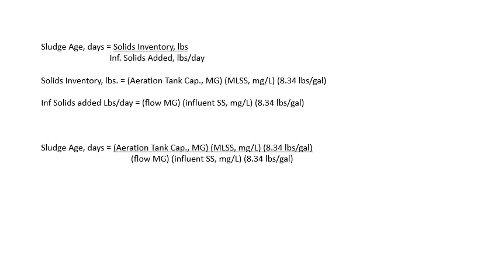So sludge age days is equal to the aeration tank capacity, million gallons, times MLSS, milligrams per liter, times 8.34 pounds per gallon, divided by the flow in million gallons, times the influent SS, milligrams per liter, times 8.34 pounds per gallon. So that's just the sludge age days formula written out completely.